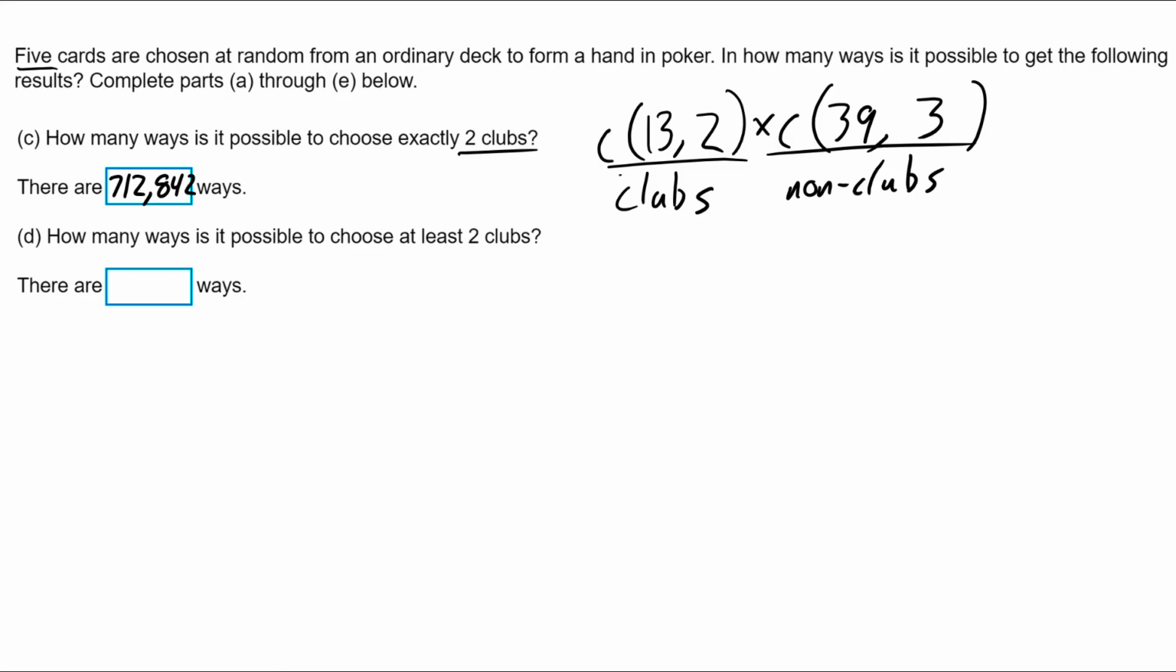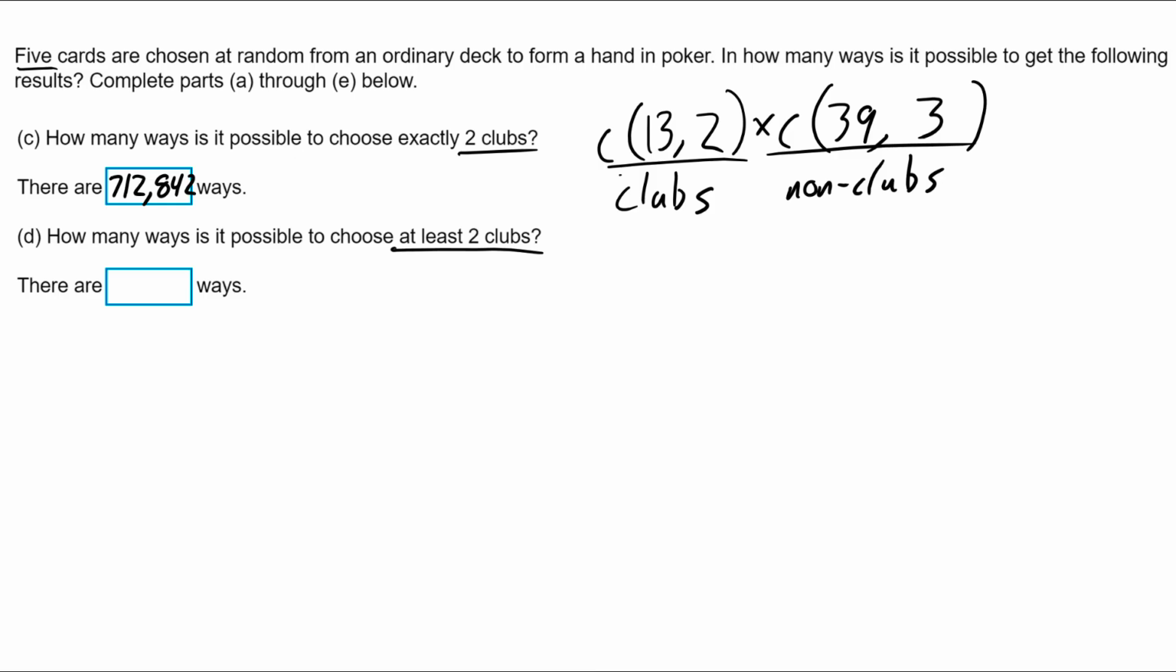All right, part D is how many ways is it possible to choose at least 2 clubs? Now this one, there's a way that seems like it would work, and that is to do combination 13, 2 times, and then only take out some of the clubs. But the way this works is, each combination has to be independent of the other. We can't include some cards in one that are also going to be included in the other. So we can't do this with just one set of combinations like we did the previous problem.